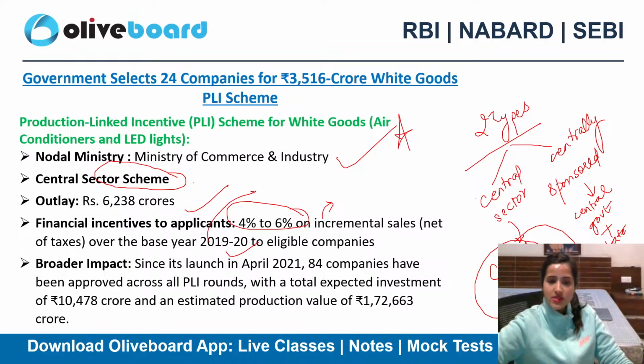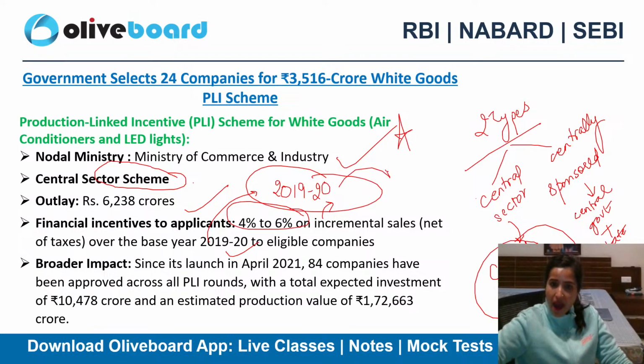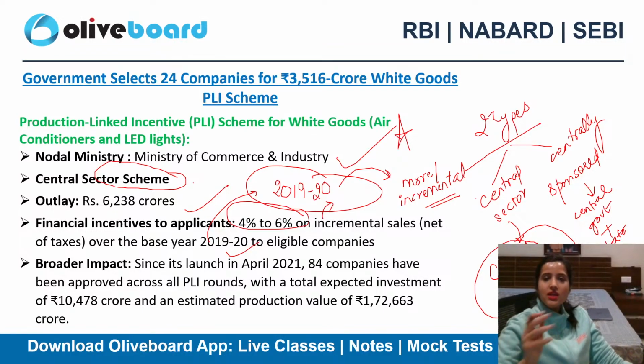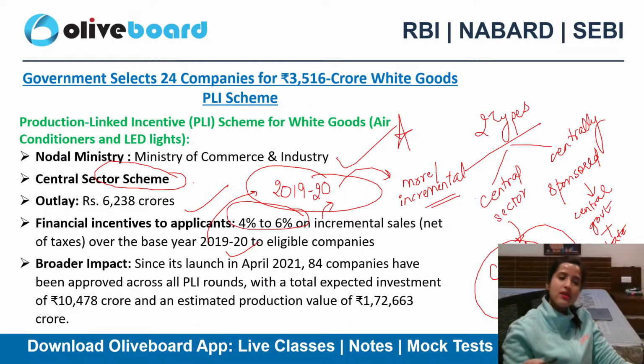So base year, what do you mean by base year? What was your sales during 2019-20? And compared to that, how many incremental sales are you doing? So what is the base period? 2019-20. Suppose 1 crore sales was done in 2019-20 by the company. Now if 2 crore sales are done in 2025, so what is the incremental sales? 1 crore. Based on that, financial incentives will be provided. Clear?